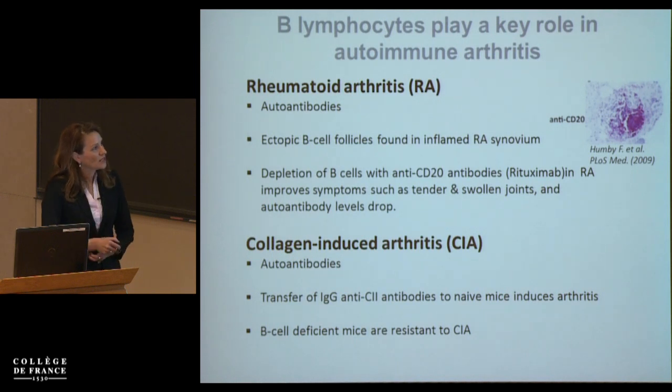In collagen arthritis, they also have these autoantibodies, and if you take those and transfer them to a naive mouse, that means an untouched mouse, this mouse will develop arthritis. That indicates that these IgG anti-collagen antibodies are pathogenic. And we know that B cell deficient mice are resistant to arthritis.